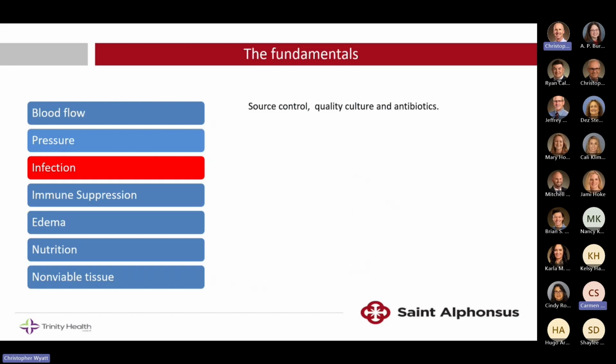All right, so let's talk about infection briefly. Pretty straightforward, I think. You need source control. You need quality wound cultures, typically after debridement. And if it looks infected, you give antibiotics. A lot of wounds are not infected. But if you are seeing a patient with a diabetic foot ulcer and you've got a concern, pull the trigger. Put them on some antibiotics. It's better to be safe than sorry.